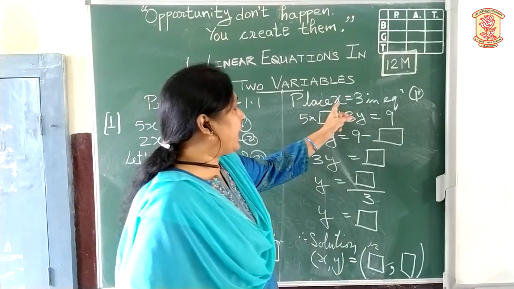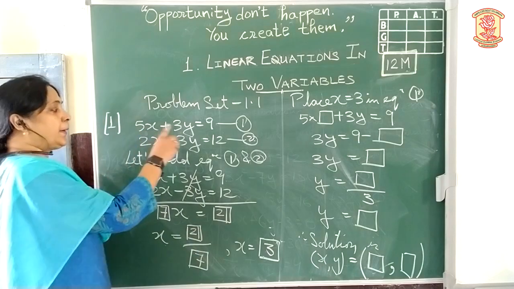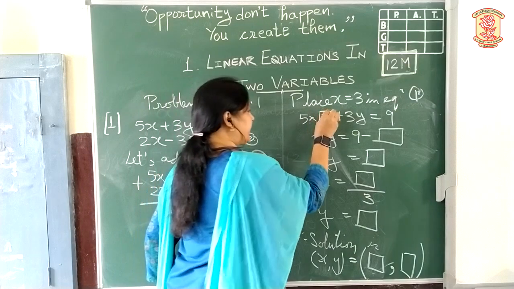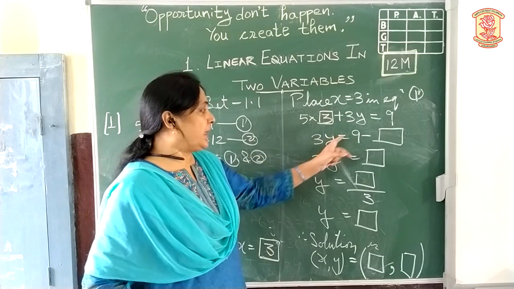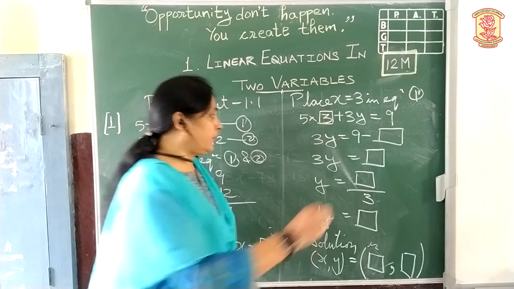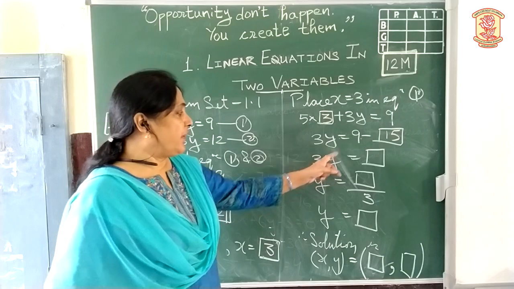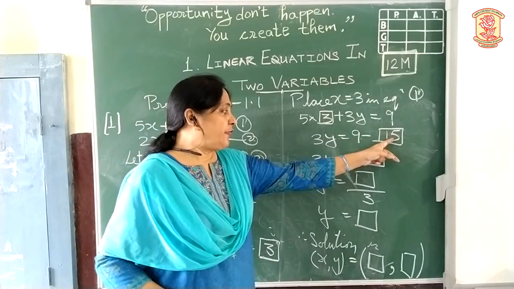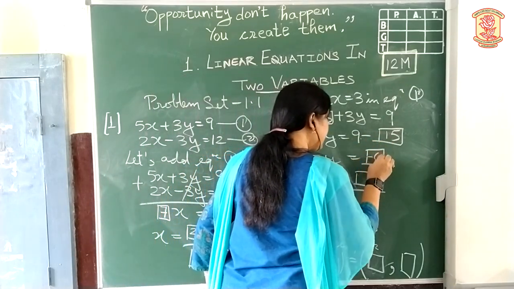Now we place the value of x equals 3 in equation 1. What is the first equation? 5x plus 3y equals 9. So it will be 5 into the value of x, which is 3, plus 3y equals 9. So this comes out to be 3y equals 9 minus 5 3s are 15. So 15 goes on the right side, so it becomes minus 15. So 3y will be 9 minus 15. Plus minus, that is minus. So here 15 minus 9 is 6, and the bigger number's sign is minus, that is minus 6.